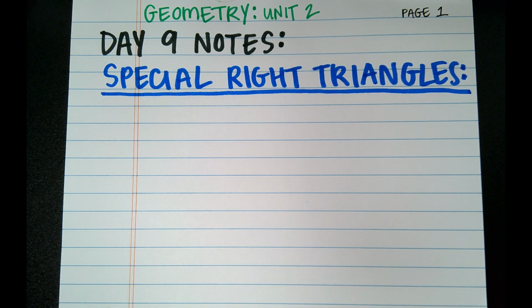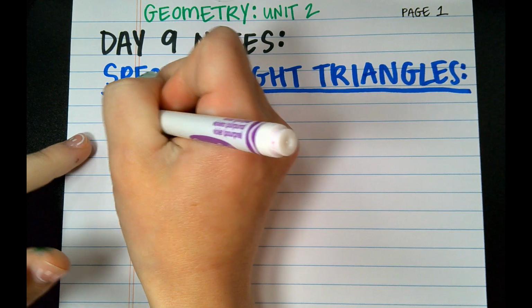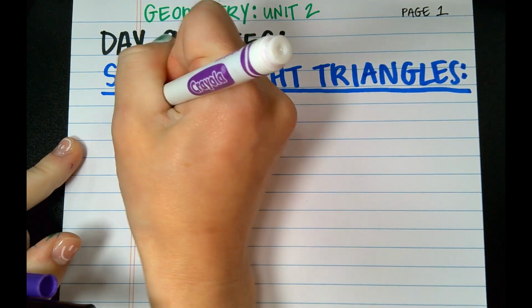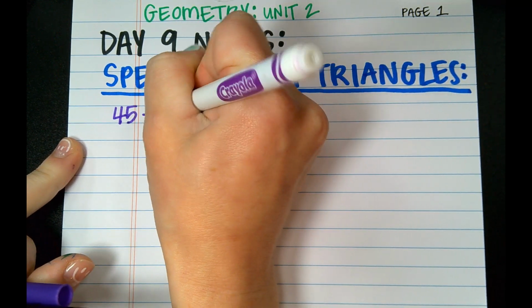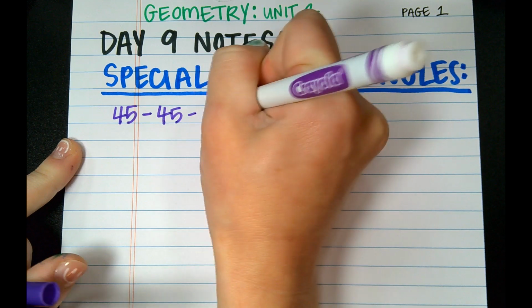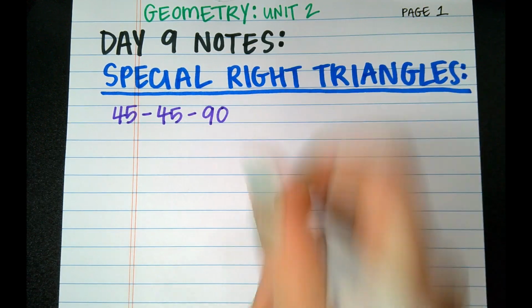And we're going to start one type of special triangle at a time. We'll start with our 45, 45, 90. And I would recommend you get a ruler because we're going to draw a picture. I'm going to start by writing 45, 45, 90.